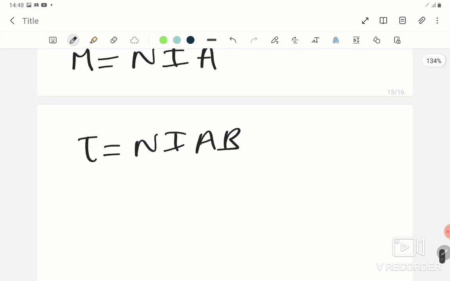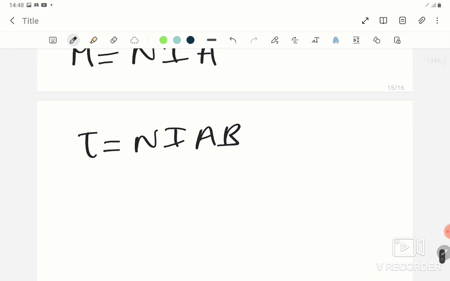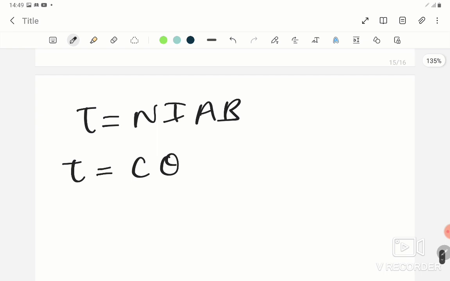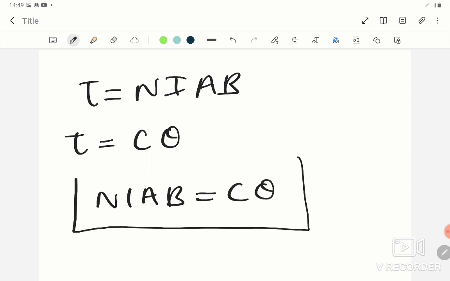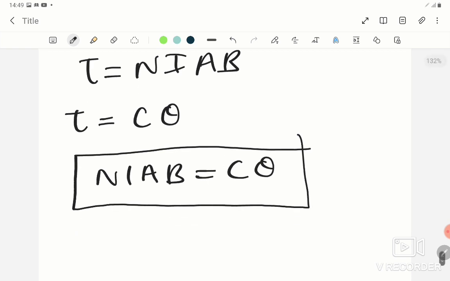This restoring torque will be proportional to the angle of twist, and this restoring torque can be given by the equation C into theta, where C is known as torsional constant and theta is the angle of twist in the phosphor bronze wire. Now guys, both of these torque will balance each other and therefore the overall equation will become NIAB is equal to C theta. So guys, this is the main equation of a moving coil galvanometer.